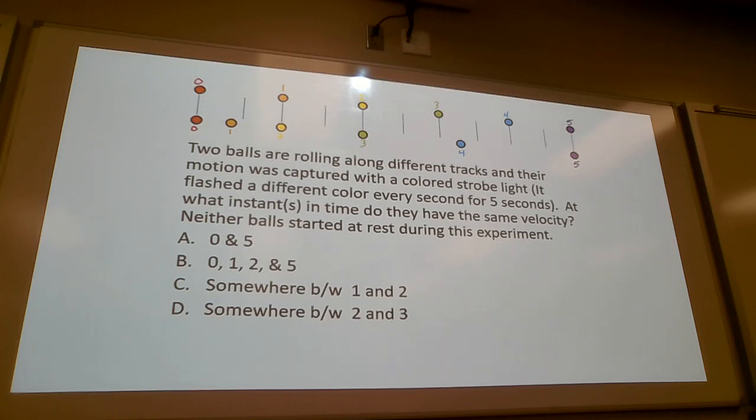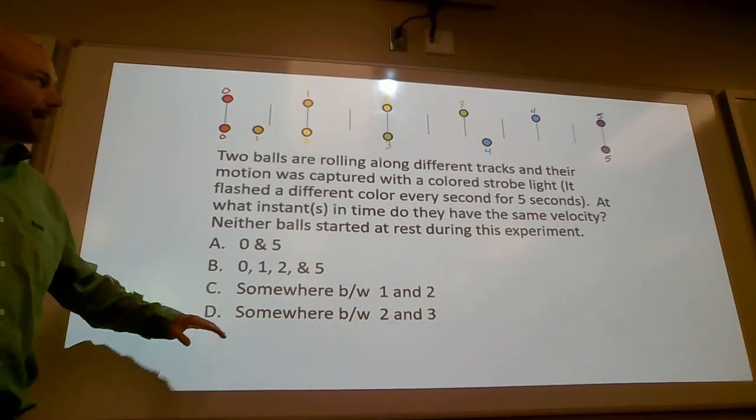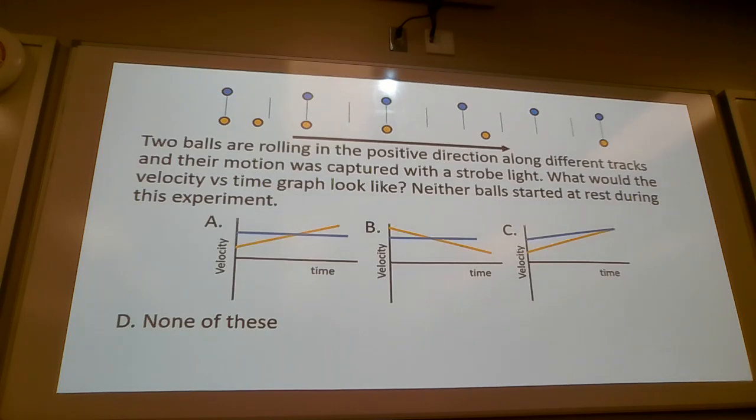Correct answer is? Correct answer is D. Dominant dogs. Okay. A popular wrong answer is to say A. Okay, look, that's where they have the same position. Okay, they're at the same location there. But they definitely do not have the same velocity initially or finally. It's somewhere in the middle here.